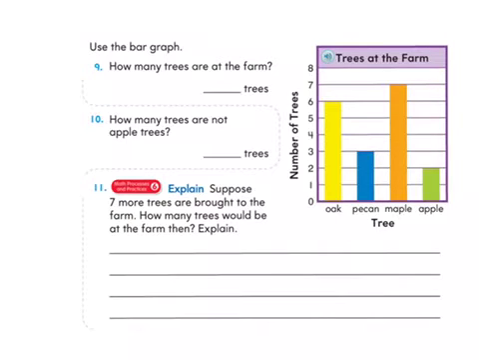Now we're looking at trees at the farm. We're looking at the types of trees there are at the farm. So on the side here is going to give us the number of trees there are of each type of tree.